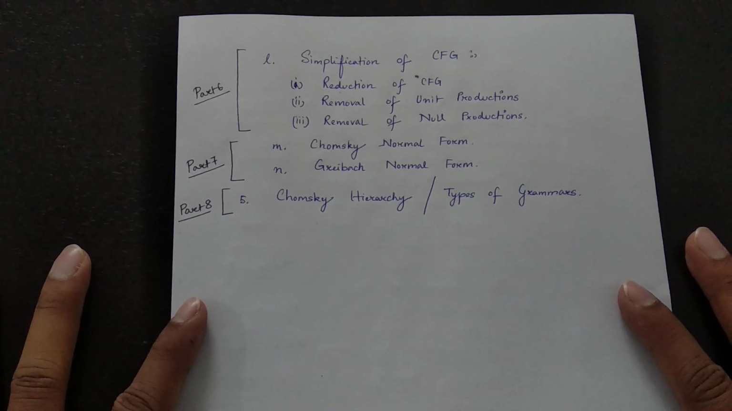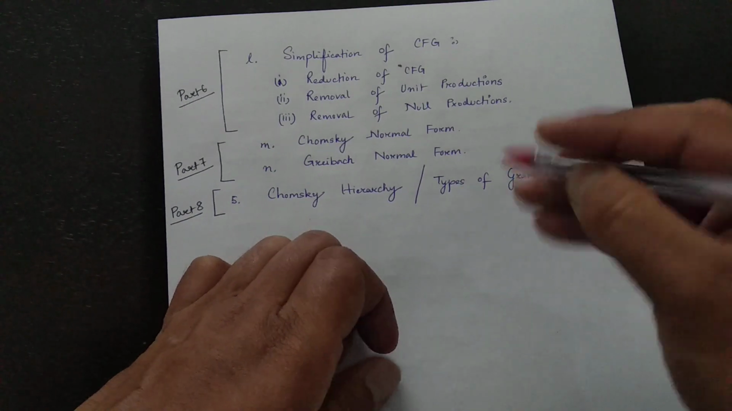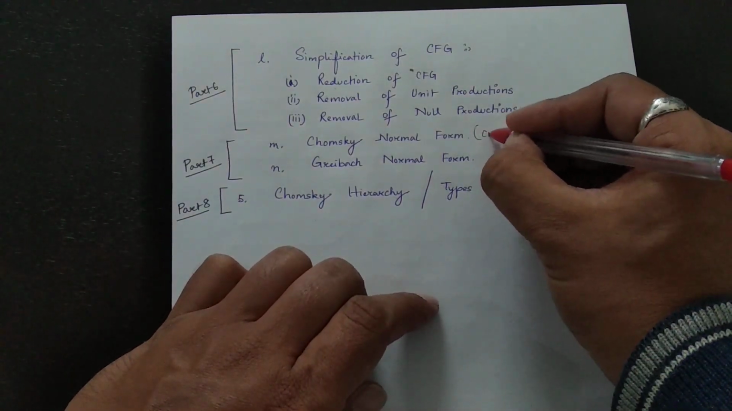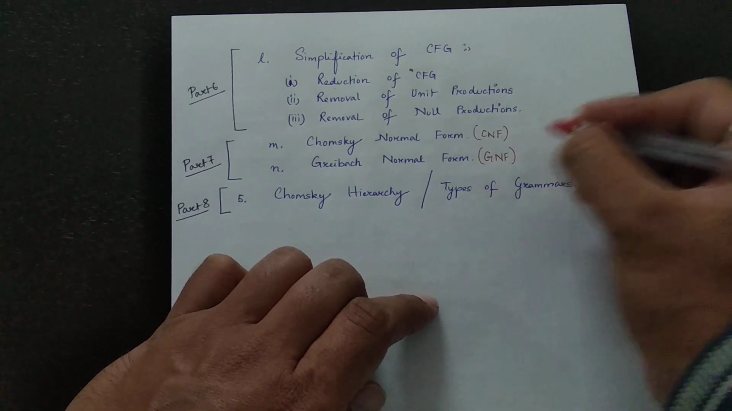And finally, part number 7 will be an important one. If you are attempting any university questions, the 7 or 8 marks, or the larger marks, will generally come from these 2 topics: Chomsky normal form and Greibach normal form. In short form, they write these as CNF and GNF. If you want, I can write it down here. The short form is CNF and this is GNF.